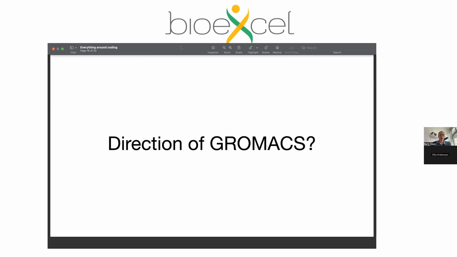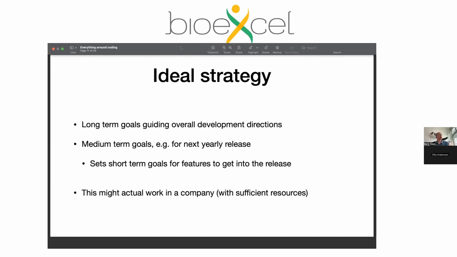So, direction. How one would ideally run a project is that you would have long-term goals guiding the overall development direction, medium-term goals, say for the next yearly release, and then short-term goals for features to get into a release. So you have a guide that tells you where to go on different timescales. This would be very nice, and it could actually work in a company if you had sufficient resources, but this tends not to work for scientific codes.